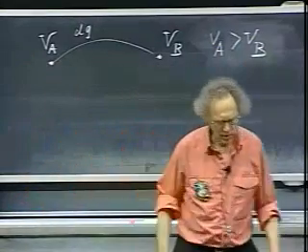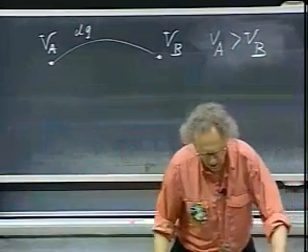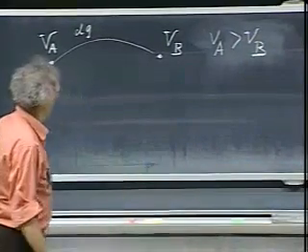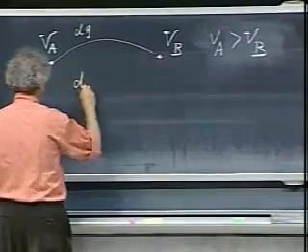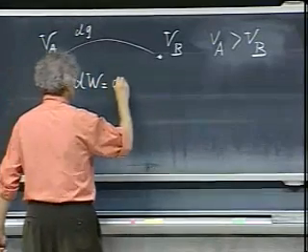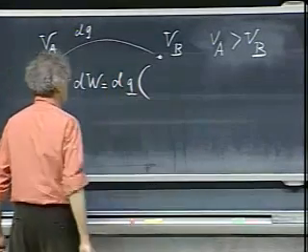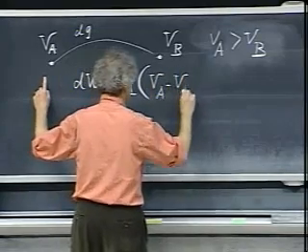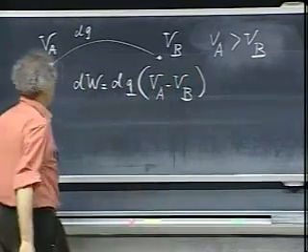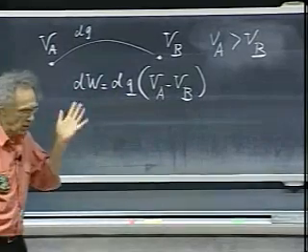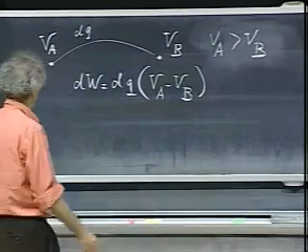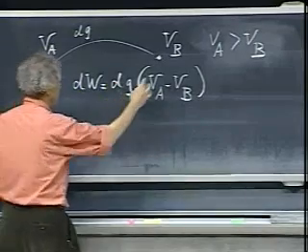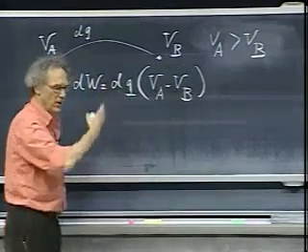And I move charge from A to B, then the electric field is doing work. And the work that the electric field is doing, dW, is the charge times the potential difference, which is VA minus VB. This work can be positive if the charge is positive, can be negative if the charge is negative, because we have assumed that this is positive in this case.